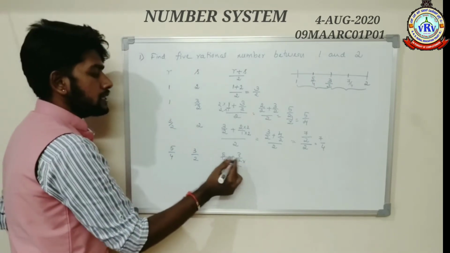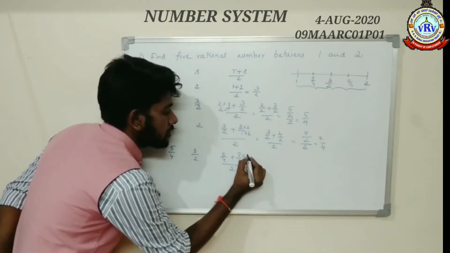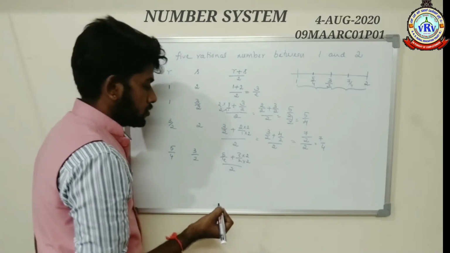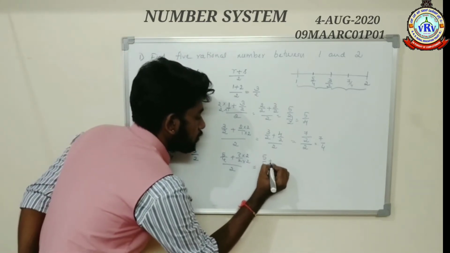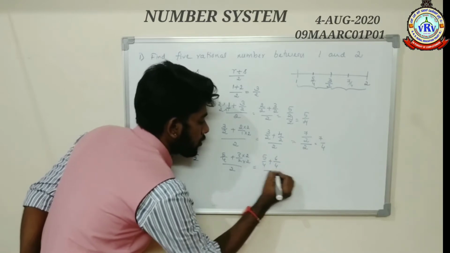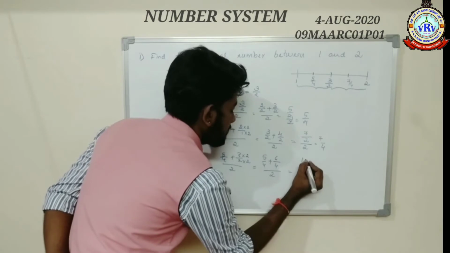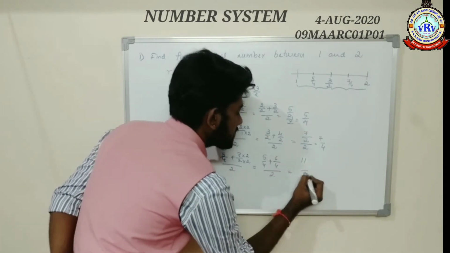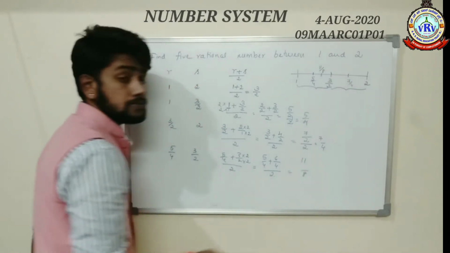Here we have to make the denominator 4. So I am multiplying the numerator and denominator of 3 by 2 by 2. So it is (5 by 4 plus 6 by 4) whole divided by 2, that is 11 by 4 divided by 2, which is 11 by 8.